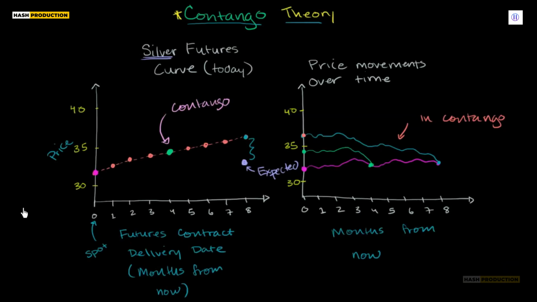Let's do a quick review of contango and backwardation, because they really are opposites of each other, but they're used in different contexts, sometimes with the exact right meaning, sometimes with the not so right meaning. So let's clarify what we're talking about.